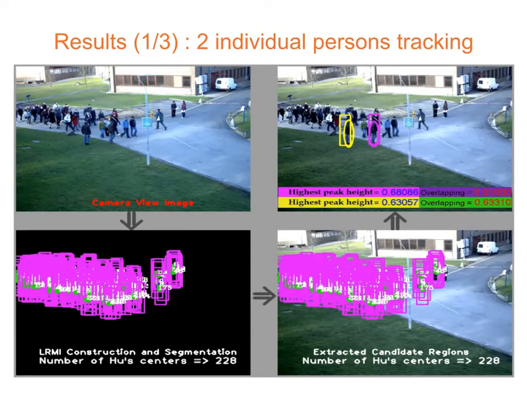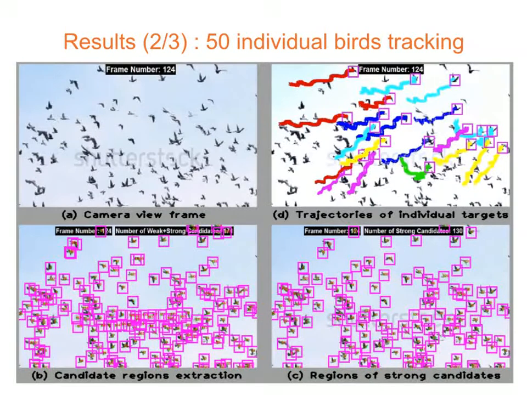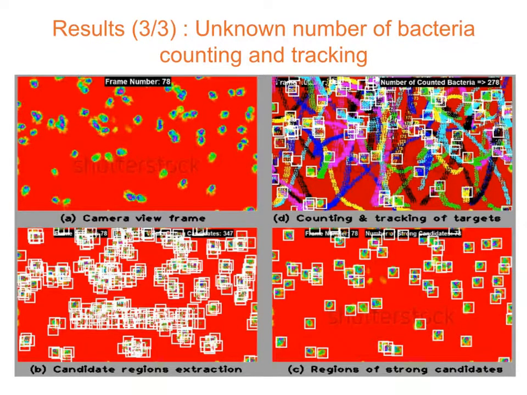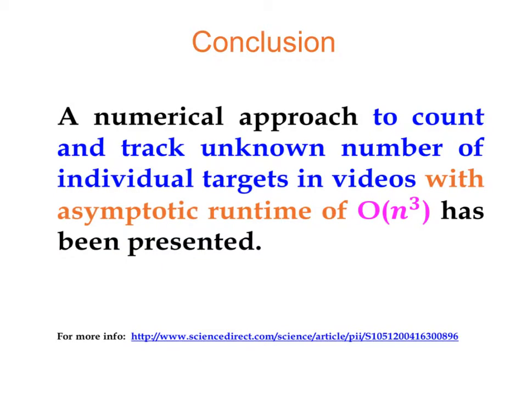Two individual persons tracking results reported by our method using a video of PETS 2012 dataset. 50 individual birds tracking results reported by our method using a flying birds video from web dataset. Unknown number of individual bacteria and RBCs were counted and tracked by our method using videos from web dataset.